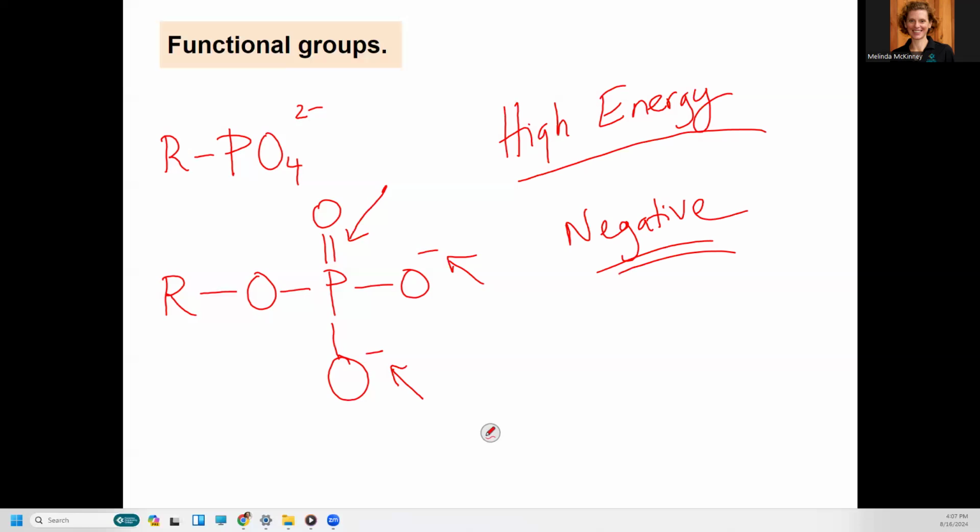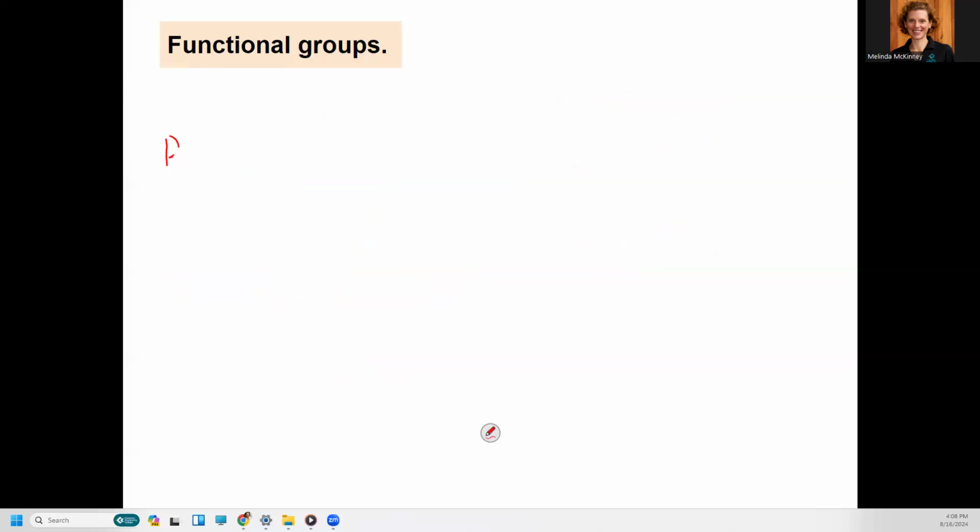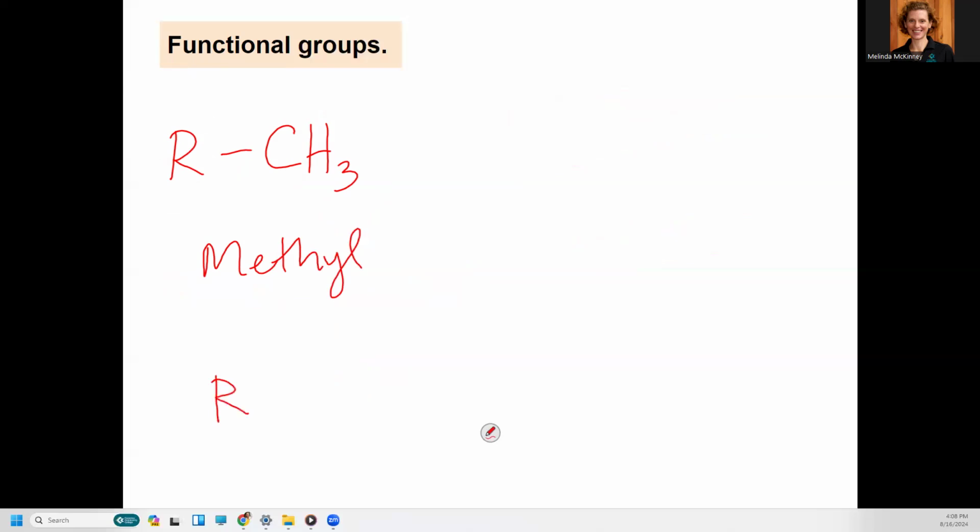All right, the very last one is a methyl group. This one is uncharged. So it's found a lot in like fatty acids. So R is bonded to a carbon and 3 hydrogens, CH3 of methyl. And this methyl group, if I was to draw it out, we've got carbon. Again, carbon makes 4 bonds. So I have 4 single lines attached to carbon.